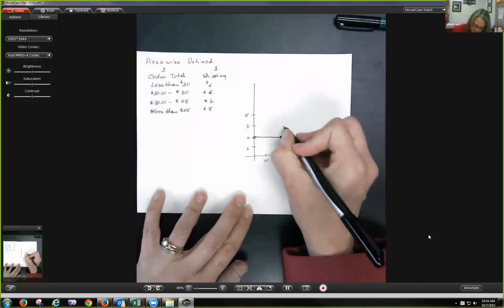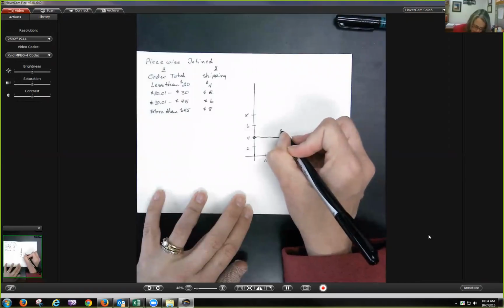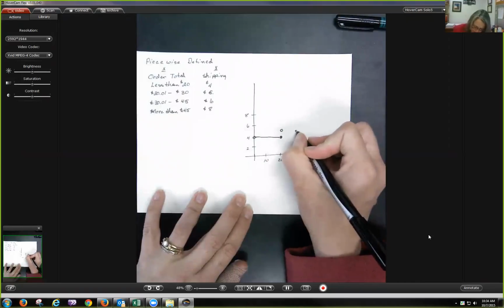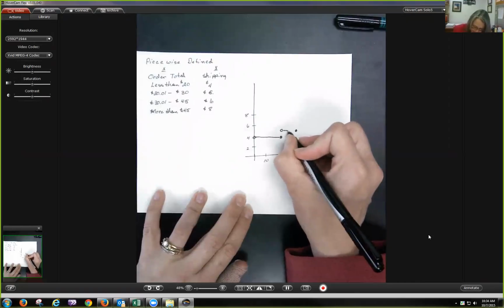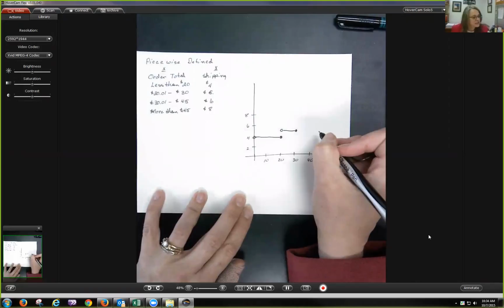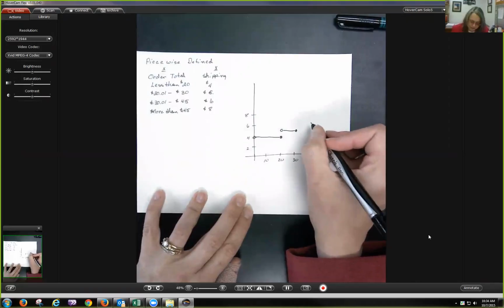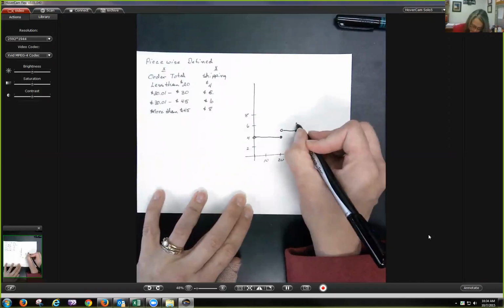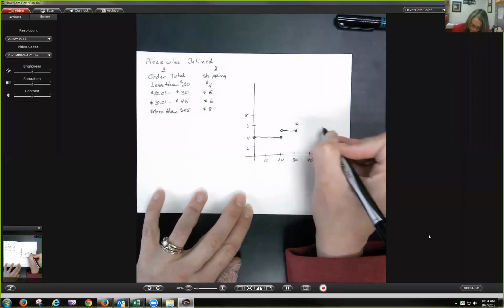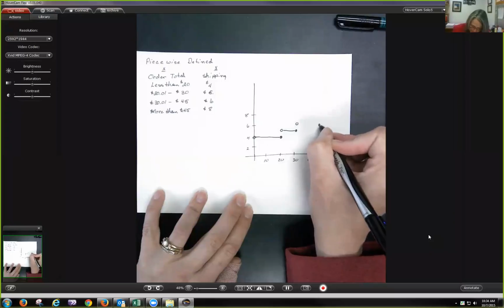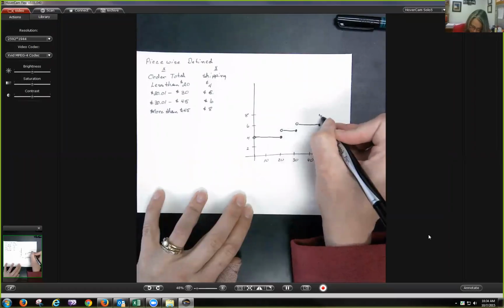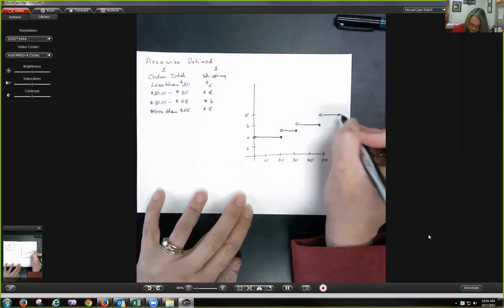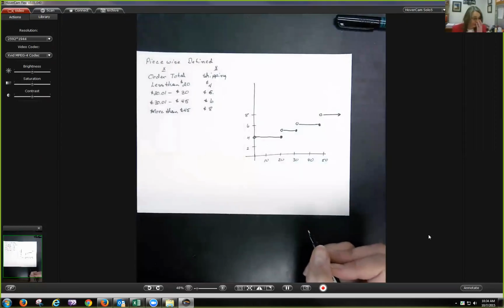If my order is more than 20, but no more than $30, I'm going to pay $5. If it's more than 30, but no more than 45, I'll pay $6. And more than 45, out to infinity, I pay $8. Okay, that's a practical example of a piecewise defined function.